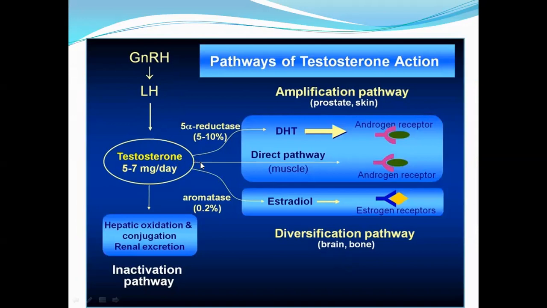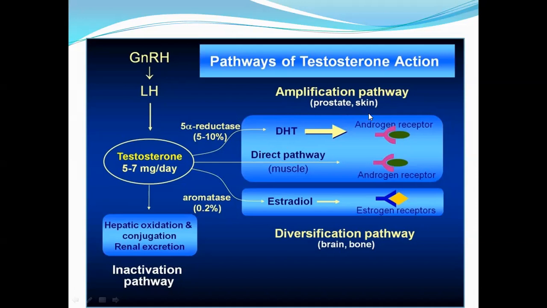Now the direct pathway is where testosterone directly acts on the androgen receptors, mainly on the muscles, on spermatogenesis, on the growth spurt, as well as on the sexual functions. Now 5 to 10%, under the influence of 5-alpha reductase peripherally as well as in the Sertoli cells, forms dihydrotestosterone. This we see is an amplification pathway because it is more stable and at least 3 times more potent than testosterone.